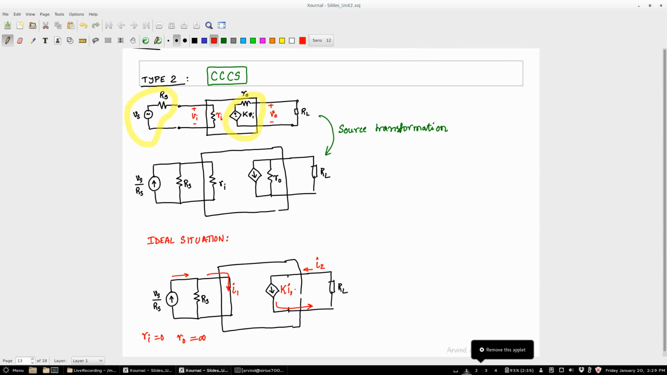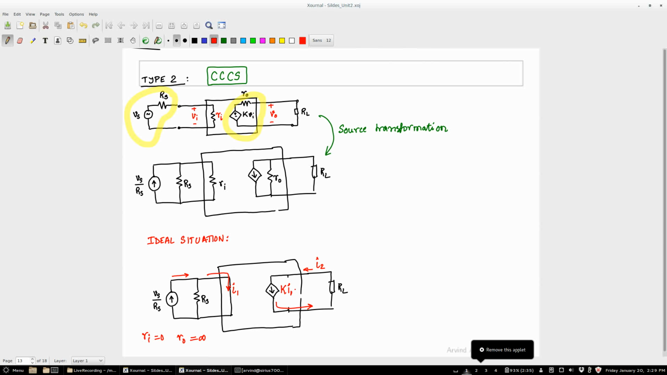If I call this I2 and this I1, then what is this going to be? K times I1. Okay. So this is now a current source, right? So what have we done?